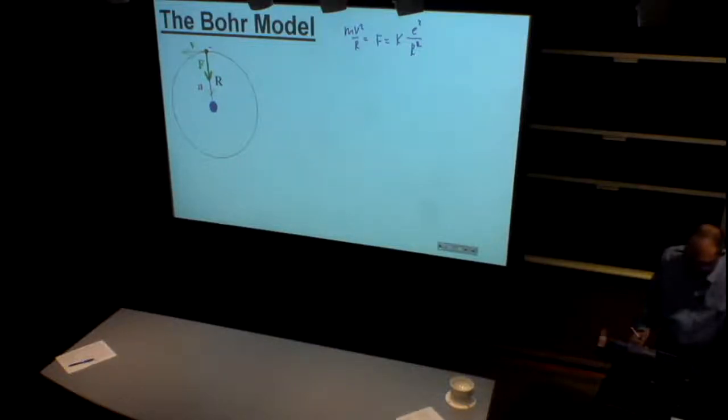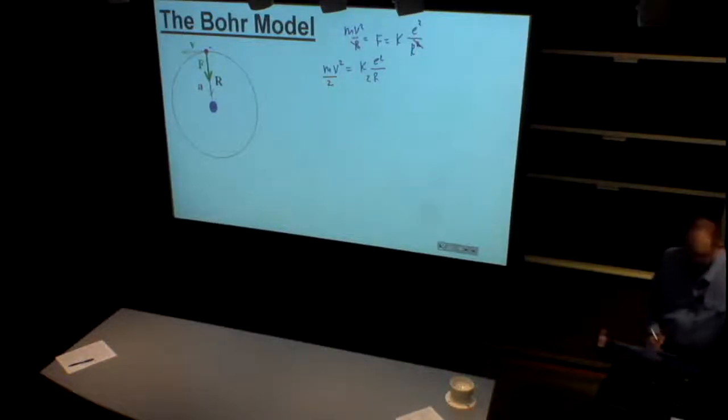Well, for example, speed. Well, this is what I want to do first. mv squared should be equal to a constant times charge squared divided by the radius, because I canceled r here and r there, right? Why do I need this? Because mv squared over 2 gives me what?